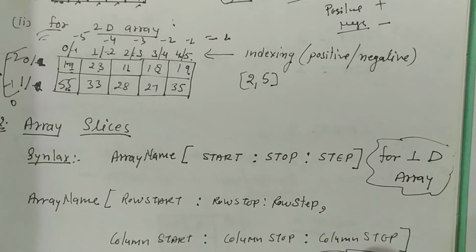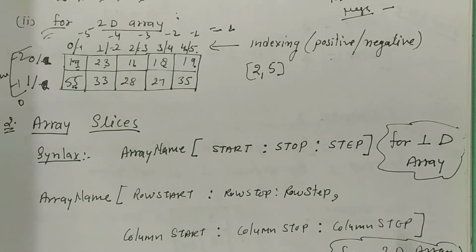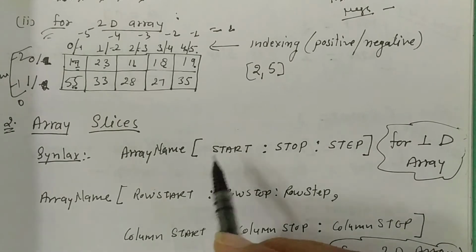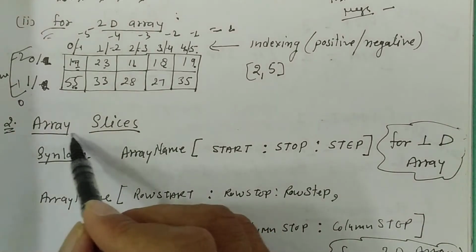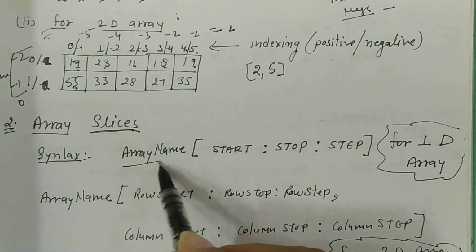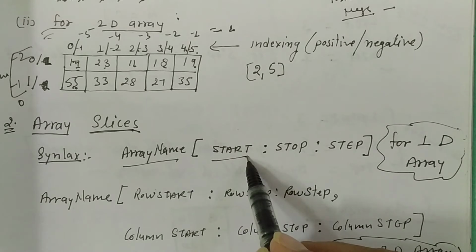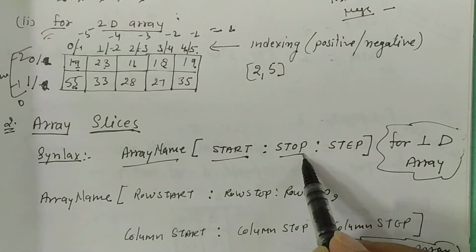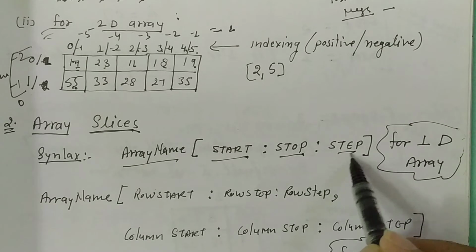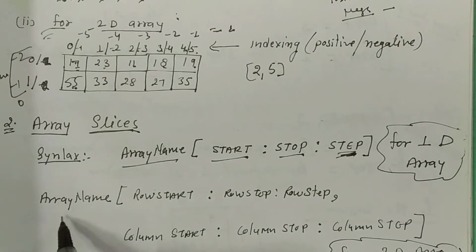Now array slicing. Array slicing means we will divide our array according to our choice, according to the results that we are getting. For that we divide our array, and that is called slicing. For that we have the array name, from what index you want to start, on what index you want to stop, and how many steps you want to jump. This is for a 1D array and this is for a 2D array.